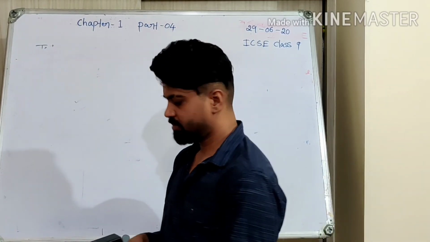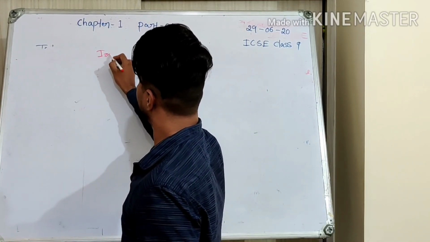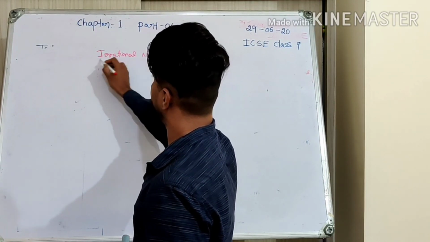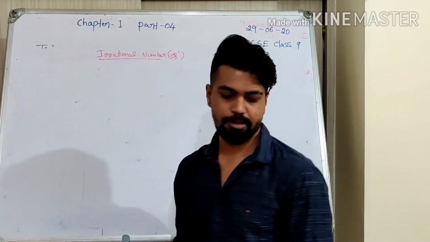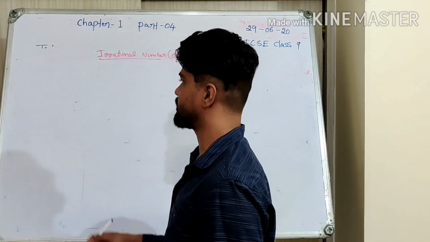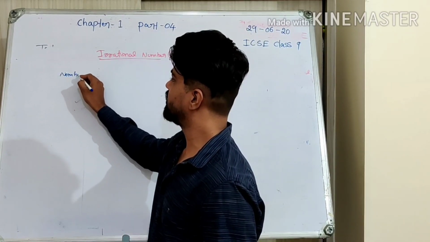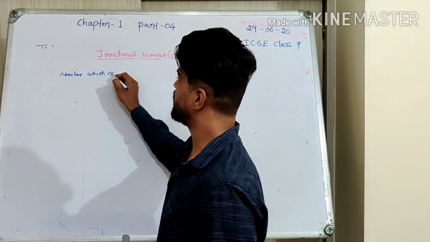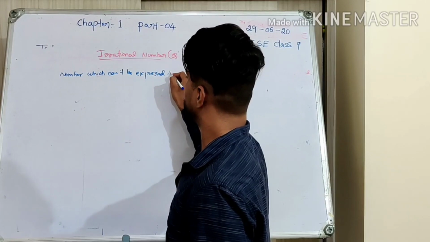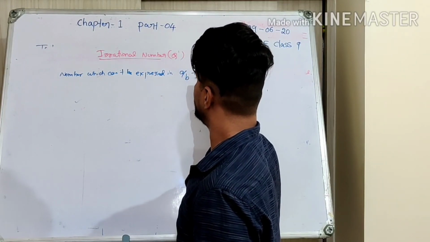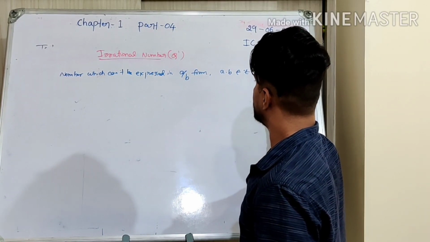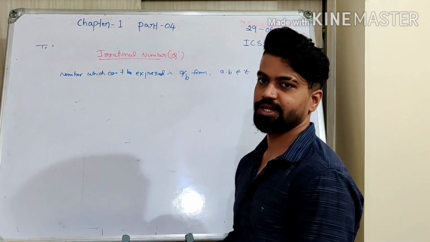So coming to irrational numbers. What are rational numbers? We know they are the numbers which can be represented in the form of a by b, where a and b are integers and b is not equal to 0. So the definition of irrational numbers can be very simple, the opposite to that: the number which cannot be expressed in a by b form, where a and b are integers and b is not equal to 0. This can be one definition.